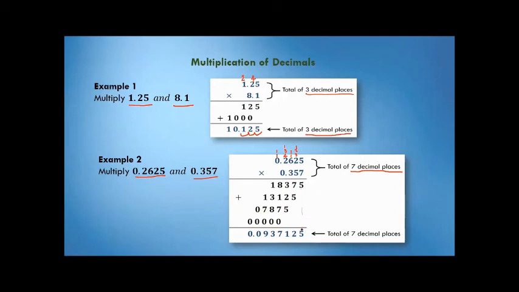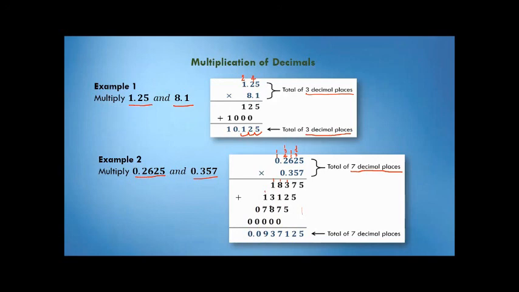5, bring down 5. Then 7 plus 5 is 12. So 2 lang isusulat dito. Andito yung 1. 1 plus 3 plus 2 plus 5 is 11. So 1 lang isusulat dito. Andito yung 1. Then 1 plus 8 plus 1 plus 7, the answer is 17. So 7 lang dito. 1 here. 1 plus 1 plus 3 plus 8 is 13. So write 3 here. Nandito yung 1. 1 plus 1 plus 7 is 9. Then 0 plus 0 is 0.